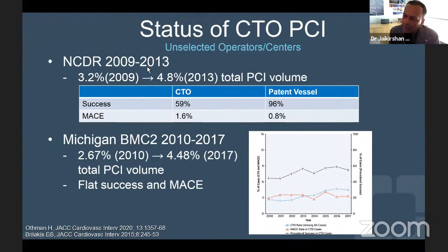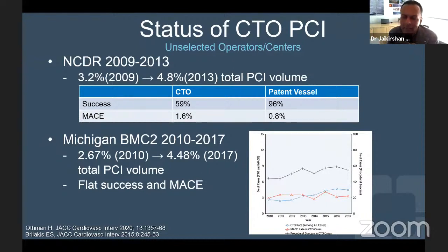From 2009 to 2013 in the US, the success rate of CTO PCI was only 59%, with a 1.6% MACE rate. Now, more recently, a paper was published using the Michigan registry, which is our neighbor here. And what they show is rather disappointing. Despite all this technology, all these algorithms, all this teaching that we've had, the overall PCI volume has been very flat. It's only 4.5% of total PCI volume in Michigan. The overall success rate still remains below 60%, and the complication rates are not that great either.